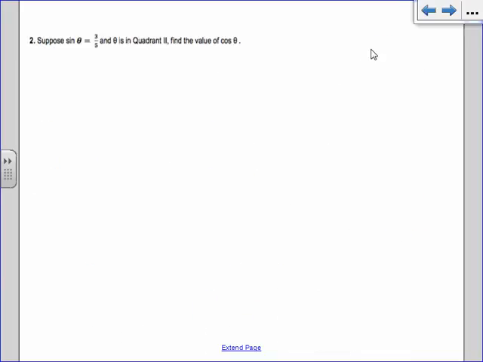So the next one says, suppose sine of theta is equal to 3/5, and now it tells us that theta is in quadrant 2, so that means that we're bigger than 90 degrees and less than 180 degrees, or if you were talking about radians, it's between pi over 2 and pi.